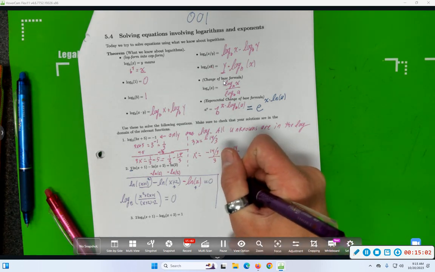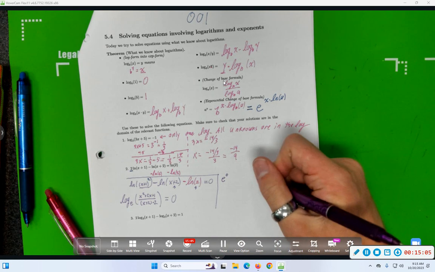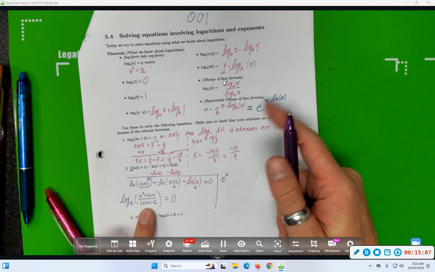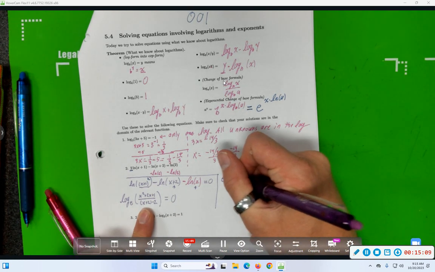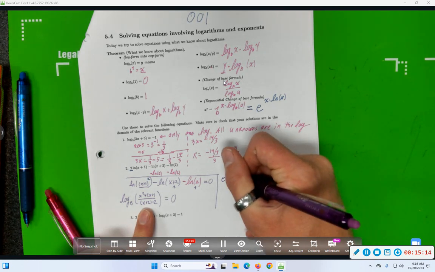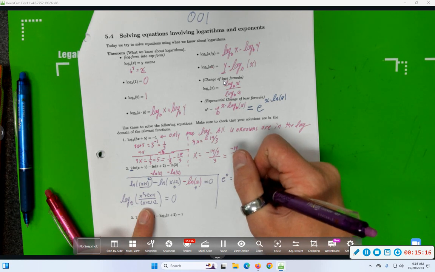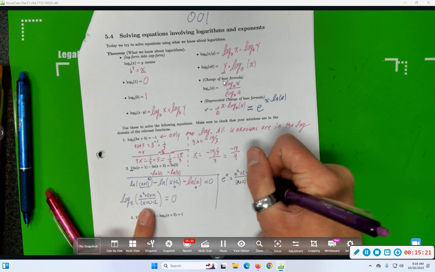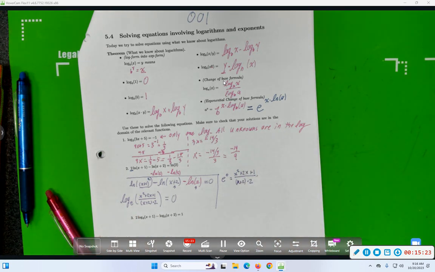Let's not act like I know how much space I'll need. e raised to the power 0 equals the stuff inside the parentheses: x squared plus 2x plus 1 all over x plus 2 times 2. And what is e to the power 0? 1. So in this problem, did it actually matter what the base was? No. If you had accidentally said e is equal to 17, you would have gotten the same answer.